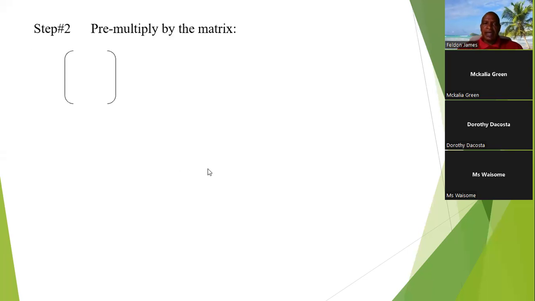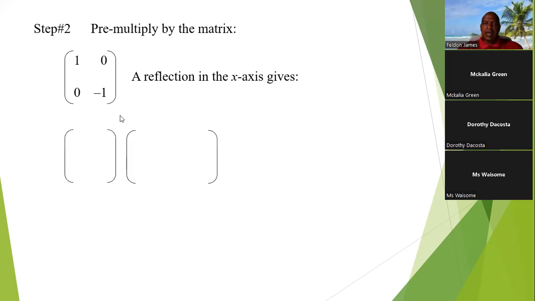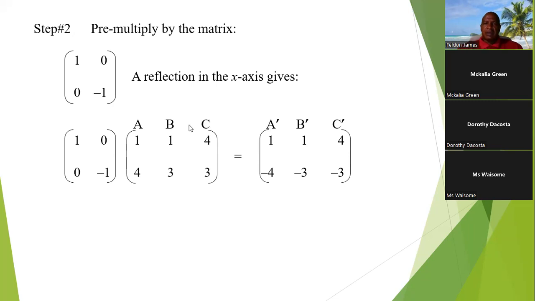So when you pre-multiply, you would have this matrix, which is a reflection matrix that gives you a reflection in the x-axis. We are going to put that in front. In front of what? The pre-image. Now the pre-image is simply A, B, C. Now we're going to multiply through this matrix by that reflection matrix. And then we'll get our image, which is A dash, B dash, and C dash. So these are the coordinates for A dash, B dash, and C dash.